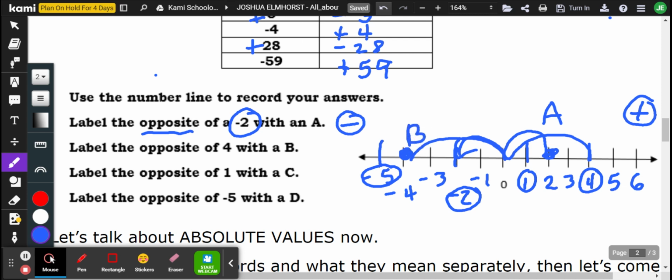And label the opposite of one. So we got one, and then negative one would be C. Point C, and the opposite of negative five with a D. So if we go all the way over here to negative five, the opposite would be going positive five. So the number line looks a little messy, but it's showing the direction starting at zero, negative five, positive five in the opposite direction.